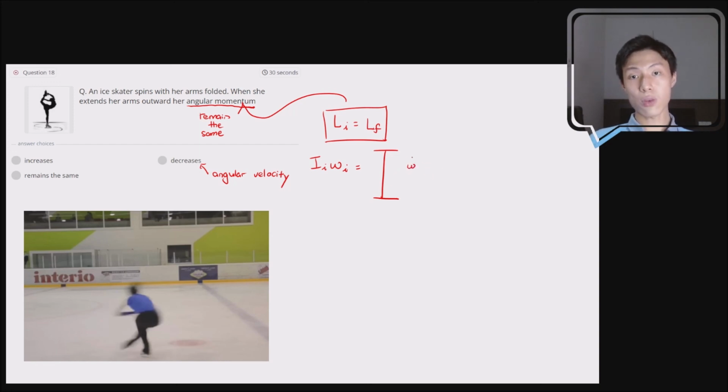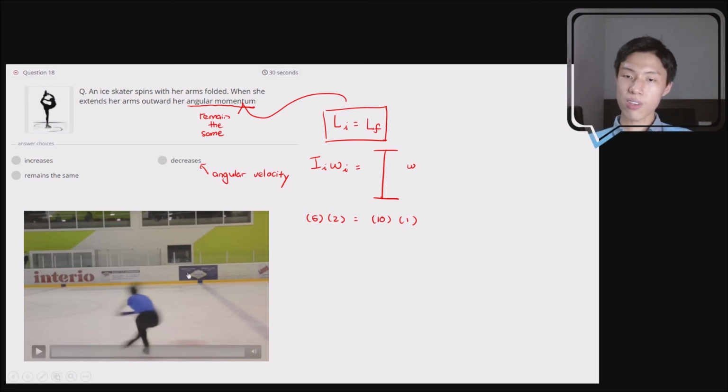And if you increase your moment of inertia, your angular velocity should decrease in order to keep both sides equal. So to give an example, if this is 5 times 5, 5 times 2, let's say. Now if you increase your moment of inertia, then it will become 10, let's say. So what needs to happen for your angular velocity is it has to decrease. That's why it will spin slower when you extend your arm.